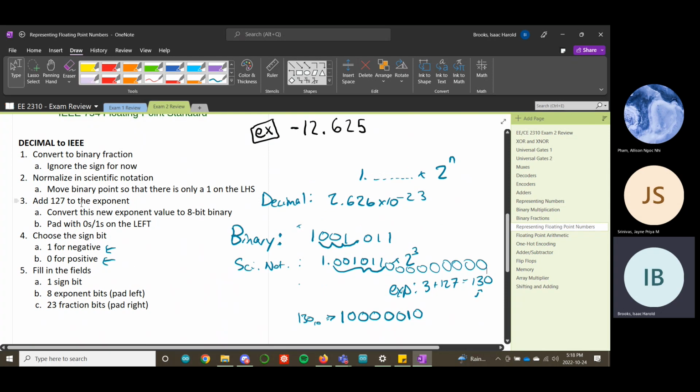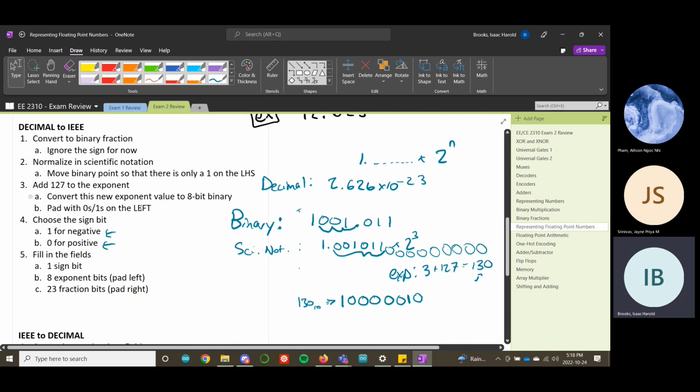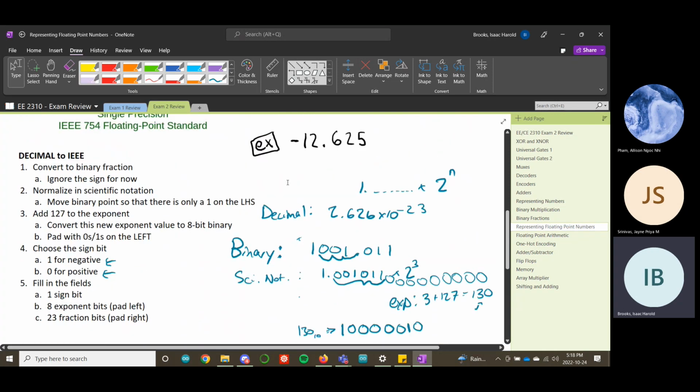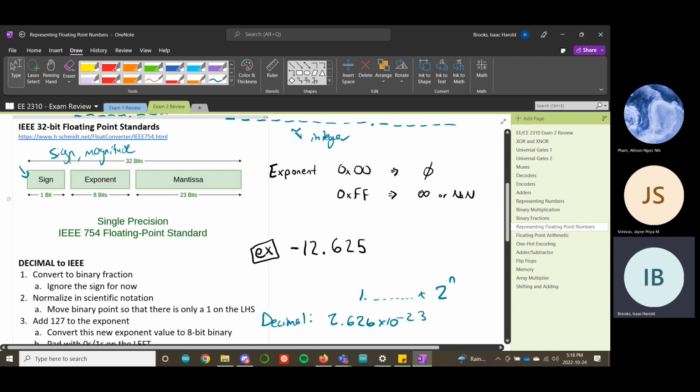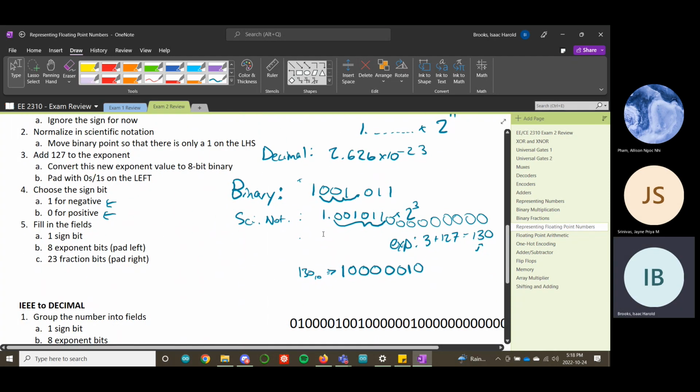And it seems a little arbitrary with the adding 127 to the exponent, but just don't forget these steps. You might have to do this on your exam, but the process is very straightforward. You don't even have to worry about 2's complement really, because this is in the signed magnitude type form, where we don't flip the bits or anything. So if you can handle this, you should be fine.